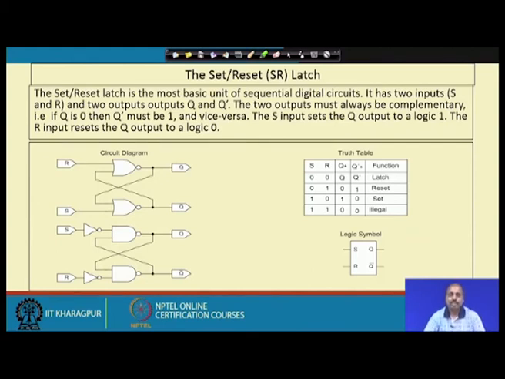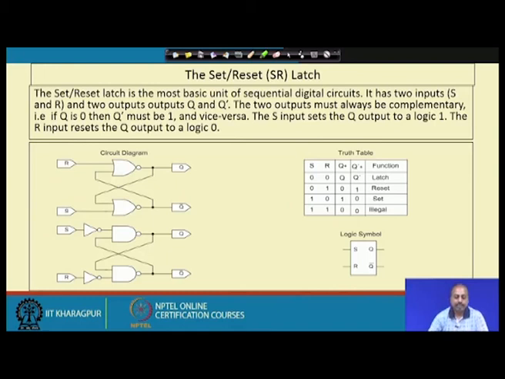It is further stated that the S input will set the Q output to logic 1 and the R input resets the Q output to logic 0. That is why S is called the set input and R is called the reset input. So, the set input will set Q to 1 and the reset input will set Q to 0.